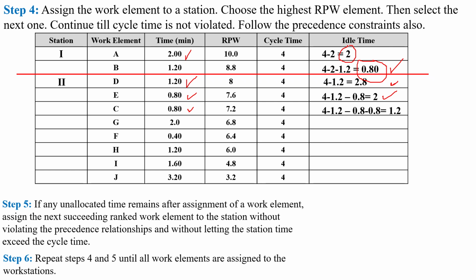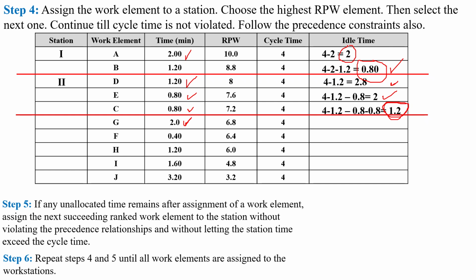So it is the 1.2. So next we will move to the work element G and its processing time is the 2. But here observe availability of the idle time is 1.2 but processing time required for the work element G is 2. In this regard we can't add the work element G in the station 2. So now I have to close the station 2 with the work elements of D, E, C.